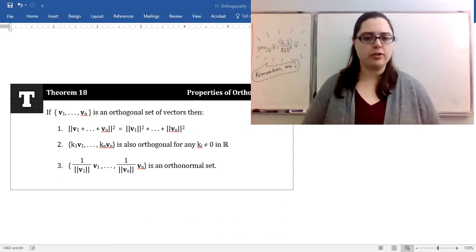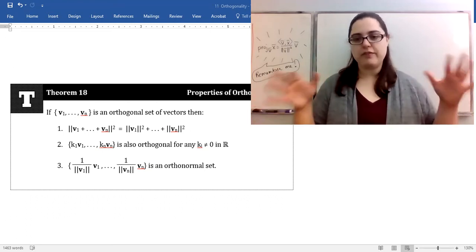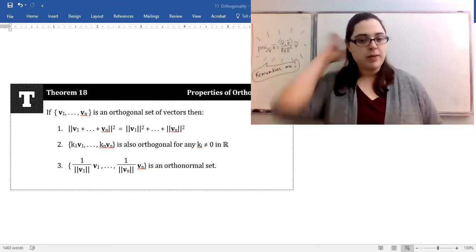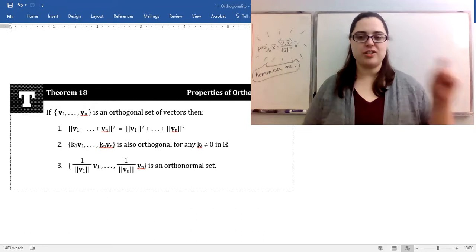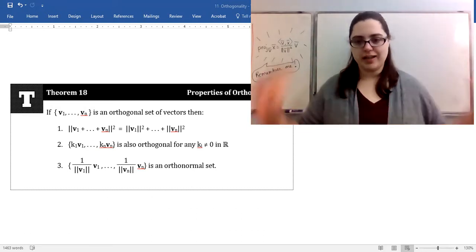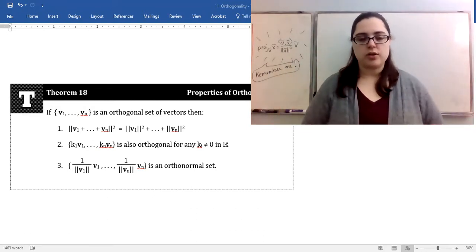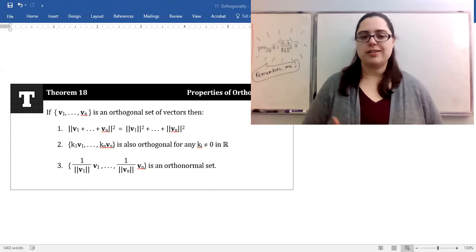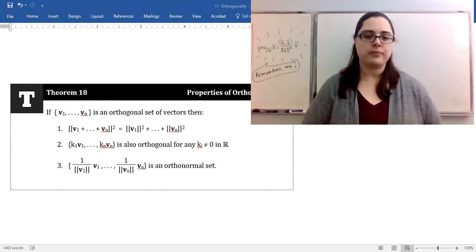If I have an orthogonal collection of vectors, then we have these three properties. First, if I were to take the norm of the sum of all of those vectors and square it, that would be the same as if I took the norm of each individual vector, squared them, and then added those up together. This is not typical, right? We can't distribute squares and things. So this is a nice feature of orthogonal sets.